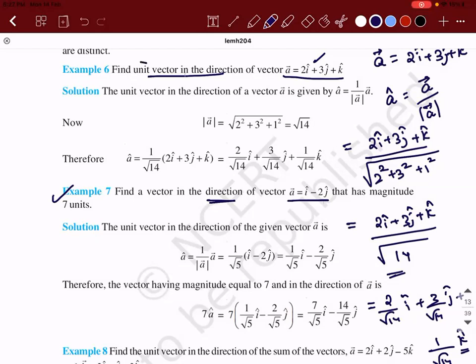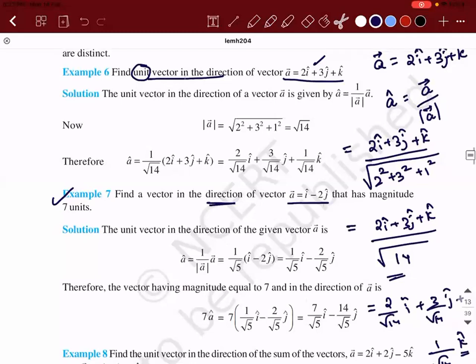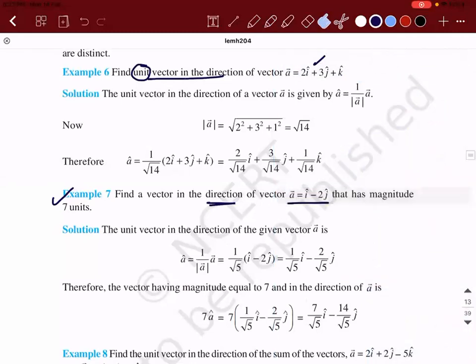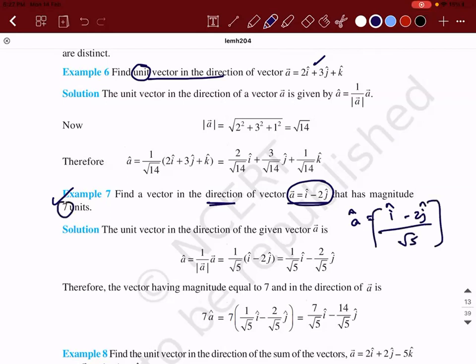So here we are talking about unit vector. Here you're talking only about vector. Means what you're supposed to do for these kind of problems is first find the unit vector. So what is A cap? i cap minus 2j cap divided by root 5, and multiply this with the magnitude of 7 units. So 7 times A cap will be equal to 7 by root 5 i cap minus 14 by root 5 j cap.